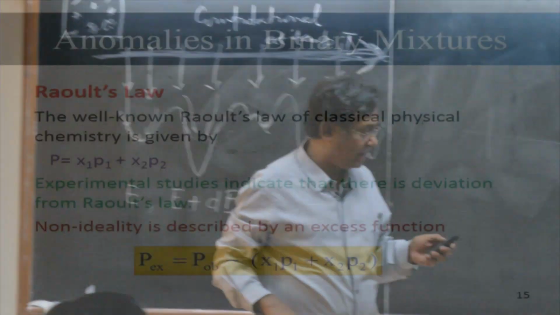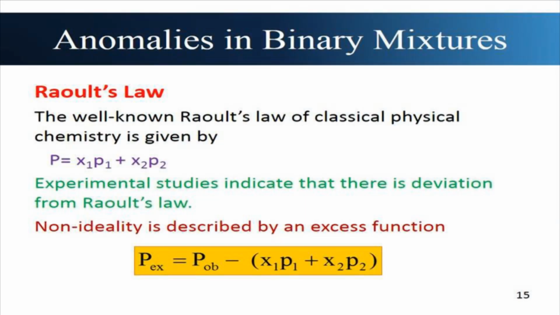Now we will show you something. So you all know Raoult's law, that classical physical chemistry, that any property is mole fraction times P1 plus mole fraction times P2, properties of mixture of A and B, and then there is a non-ideality. In your Glasstone, Castellan, Moore or Atkins, there is no explanation other than giving the anomaly.